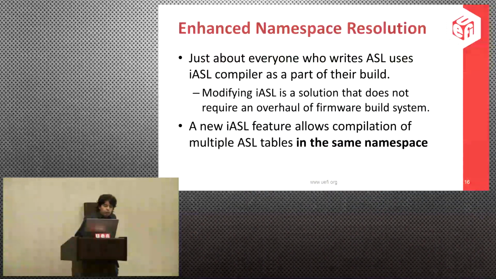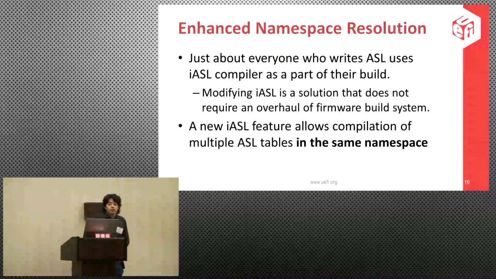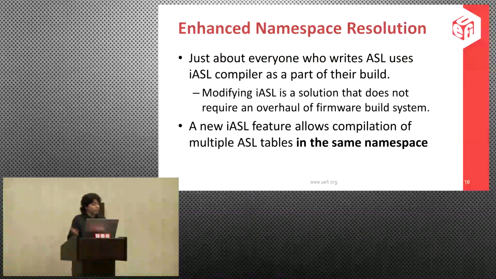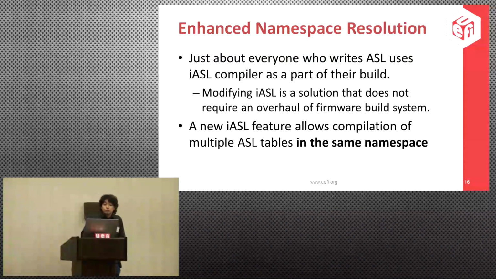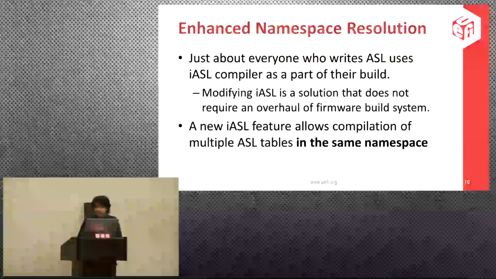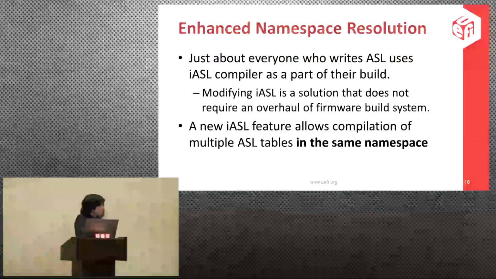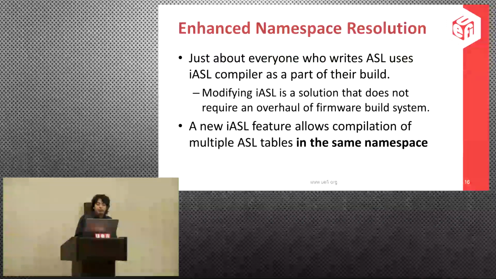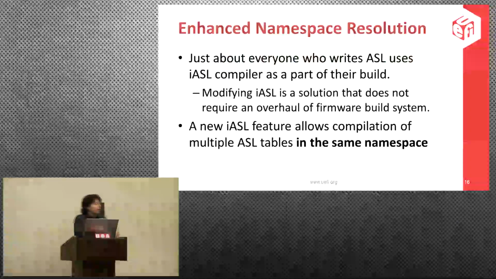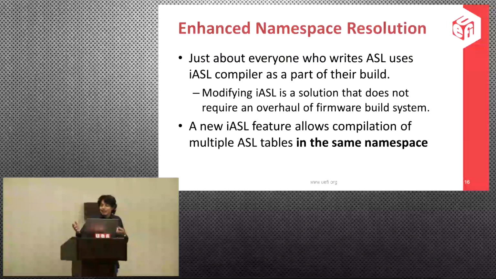So in order to tackle this problem, my solution is to alter the ASL compiler. Just about everyone who writes ASL uses IASL as a part of their build. So modifying IASL is a solution that does not require a complete overhaul of the firmware build system. And so we have recently completed a new ASL compiler feature that allows the compilation of multiple ASL tables in the same namespace.